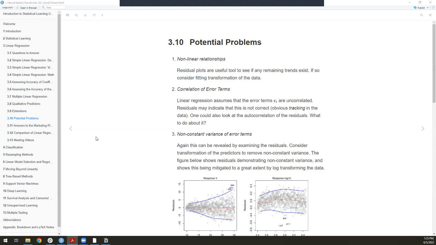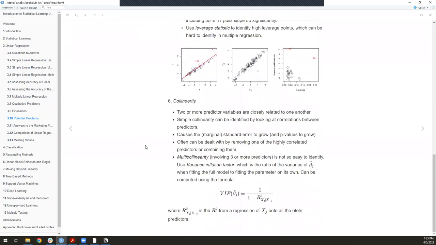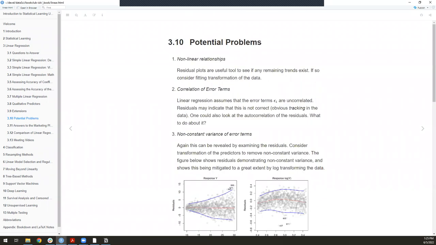So, how many problems did they say there were? Six potential problems to look for and check for, right? First one is pretty obvious. Check to see if there's some kind of, go ahead. Did somebody say something?